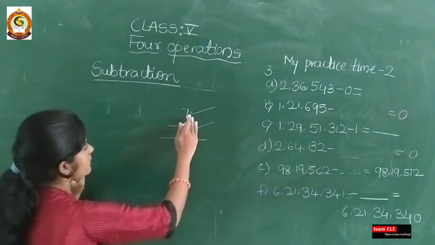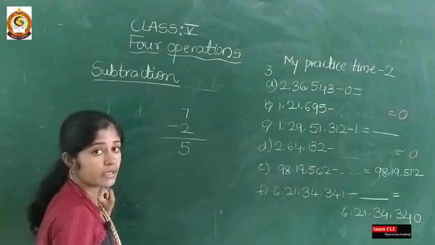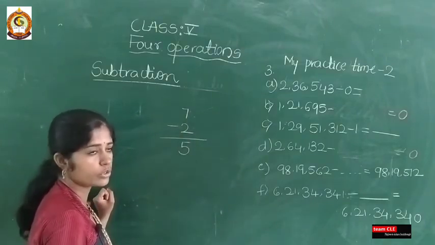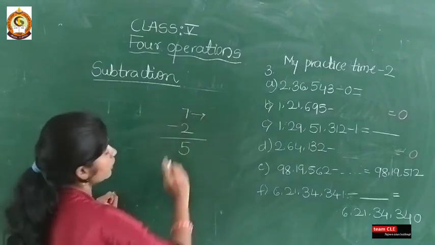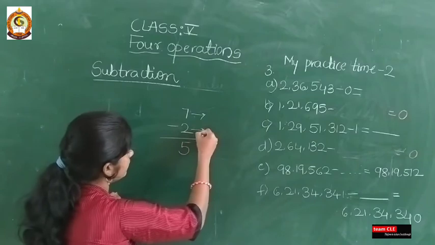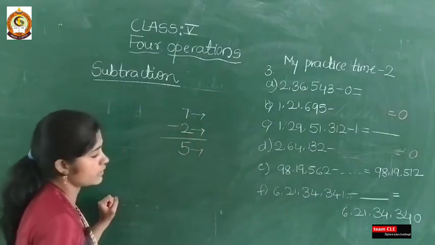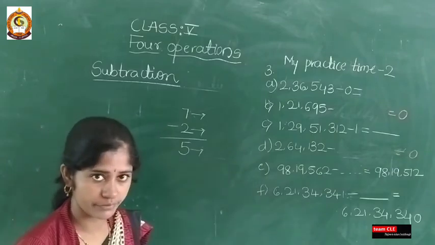Okay. So in subtraction, just like addition has its own terms, subtraction also has its own terms. So the first term we are calling subtrahend. What are we calling it? Subtrahend. And the second term we are calling a minuend. And whatever answer we get, that is the difference.